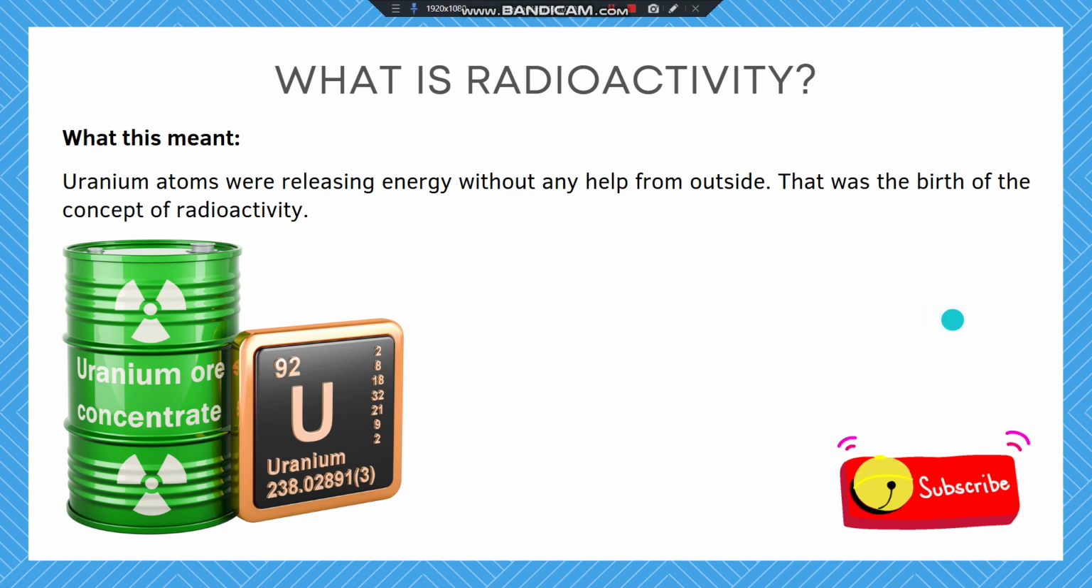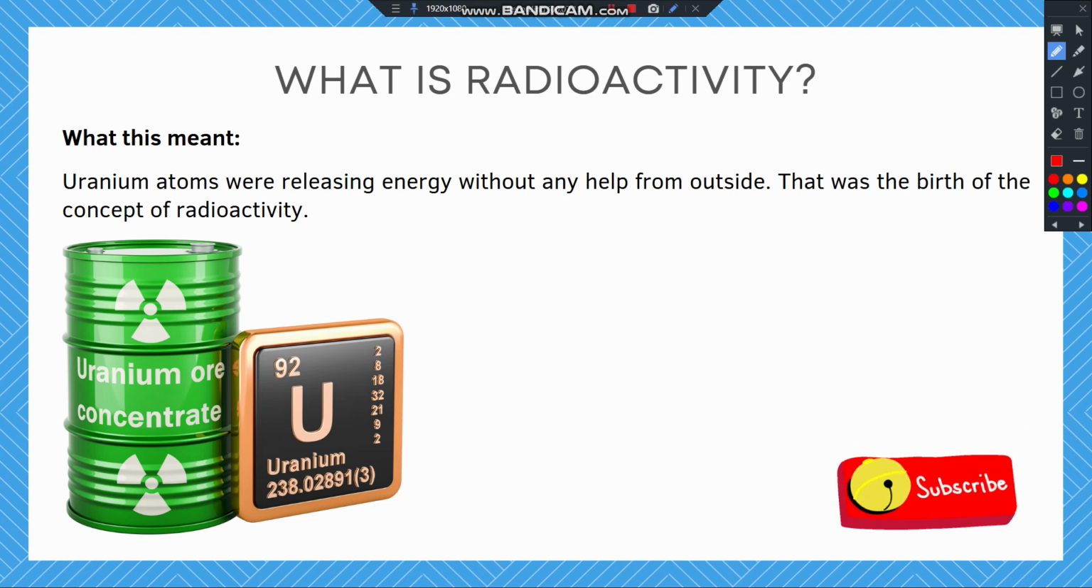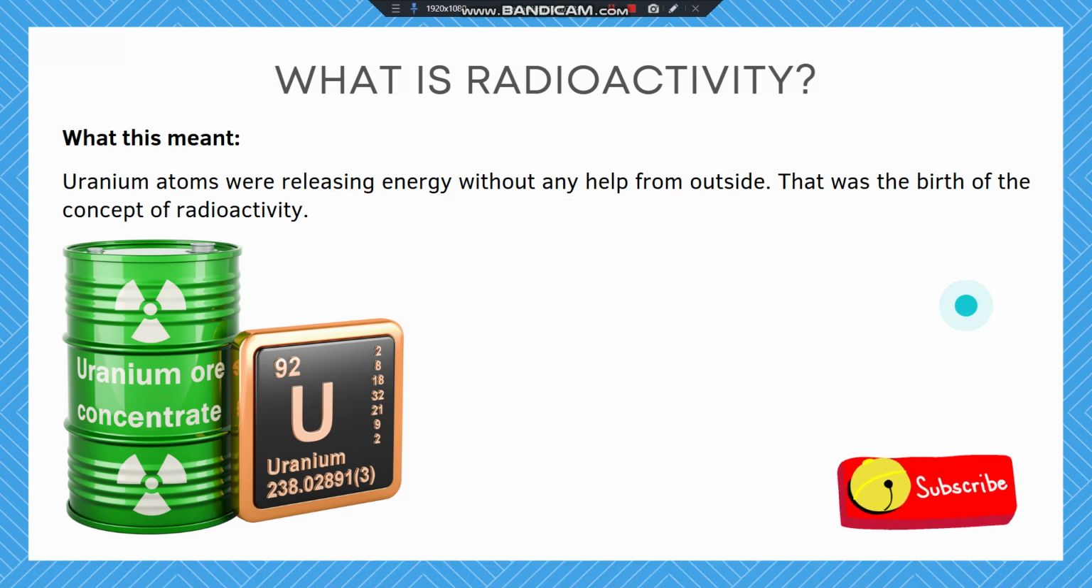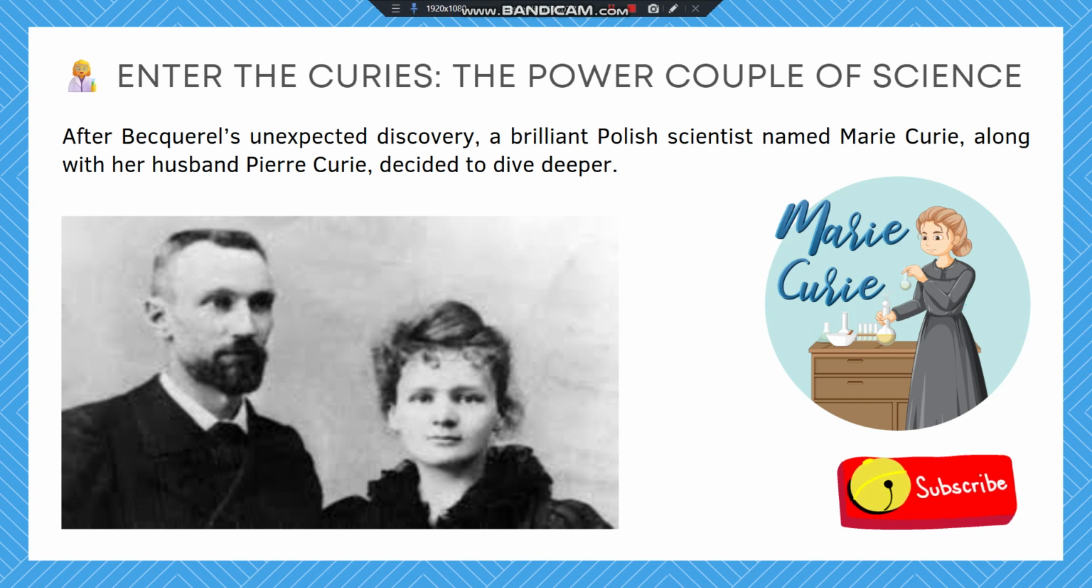So what was the implication of that discovery? It simply meant that those uranium atoms contained in that uranium crystal salt were releasing energy without any help from outside. That was the birth of the concept of radioactivity: atoms releasing energy on their own in order to become stable. And this was the first experience of such a concept that was ever recorded in the history of science, and it was experienced by the scientist Henri Becquerel.